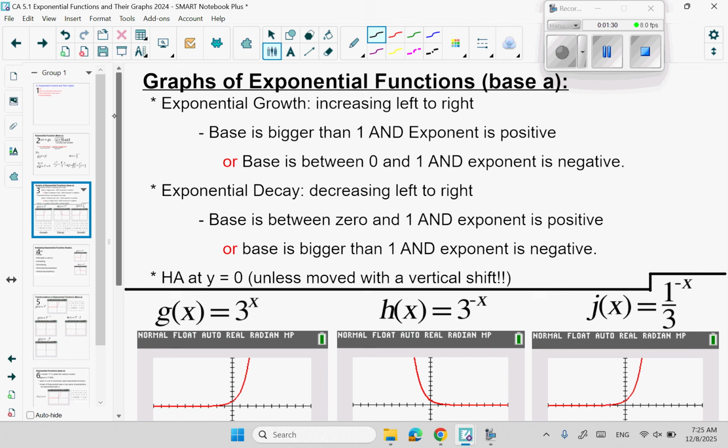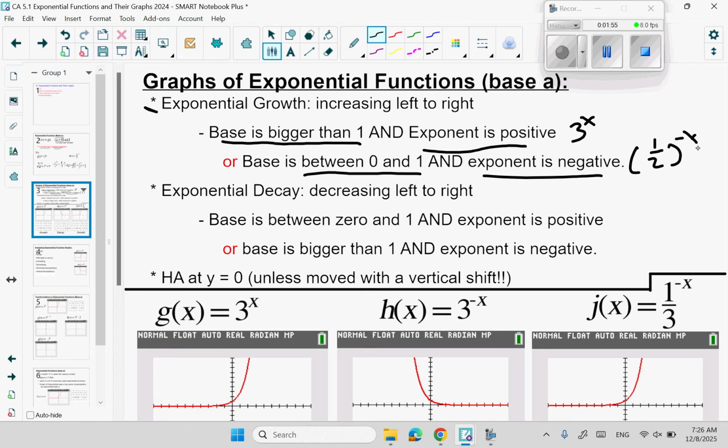Okay. Graphs of exponential functions, there's usually growth. It's growth if the base is bigger than 1 and the exponent is positive. So for example, something like 3 to the x as we just showed, that would be a growth function. Or when the base is between 0 and 1 and the exponent is negative. So just like we had earlier, this idea of 1/2 to a negative x.